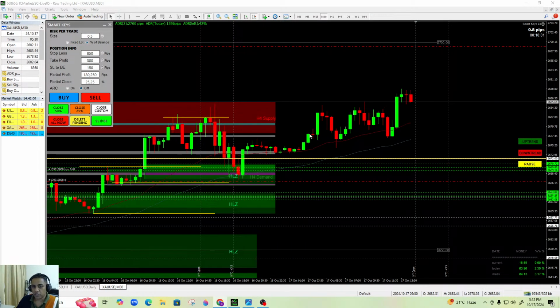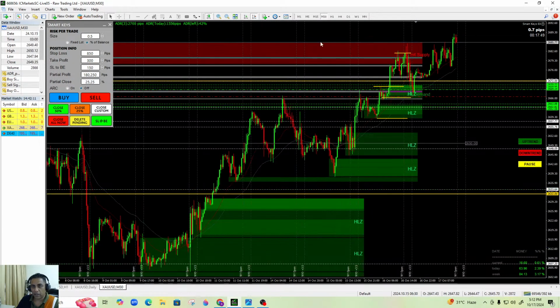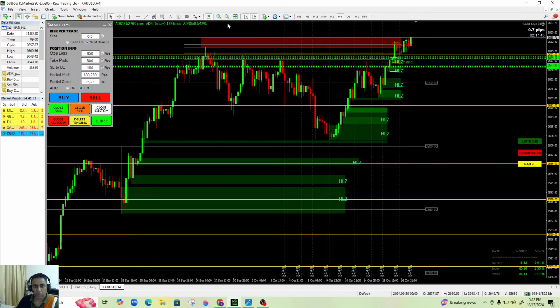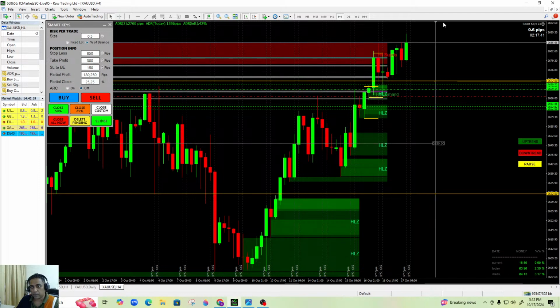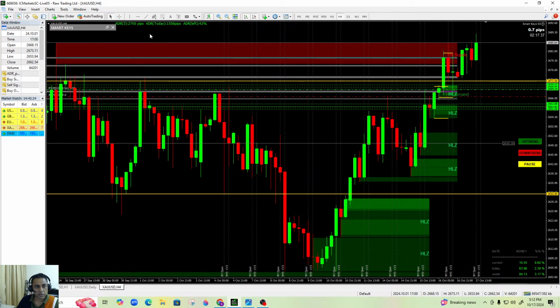Because price is bullish, we are at all-time highs. So obviously there is no selling here because there is no information on the left to sell. The chart is completely clean. If you look at the H4 time frame, there are no supply zones here. There is nothing. There are all-time highs.